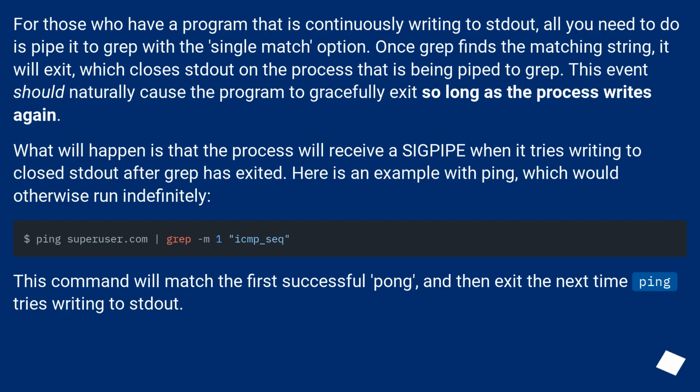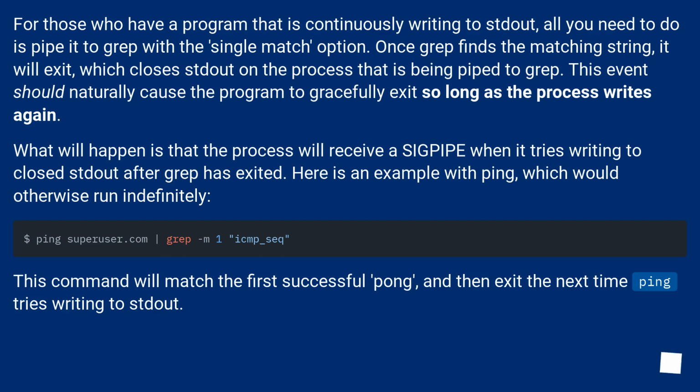For those who have a program that is continuously writing to stdout, all you need to do is pipe it to grep with the single match option. Once grep finds the matching string, it will exit, which closes stdout on the process that is being piped to grep. This event should naturally cause the program to gracefully exit so long as the process writes again.